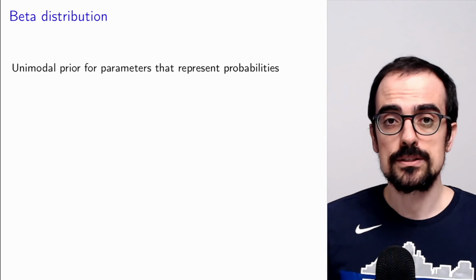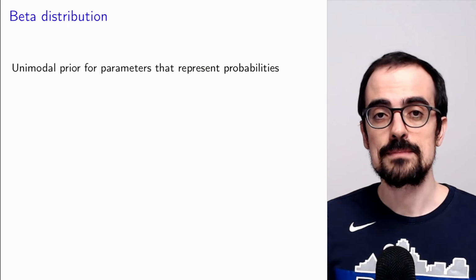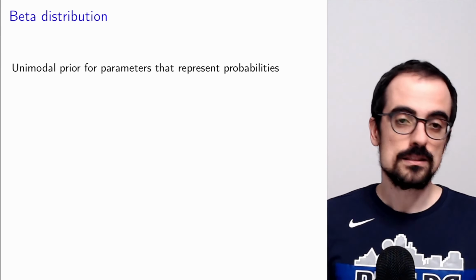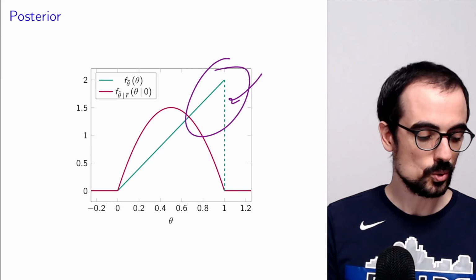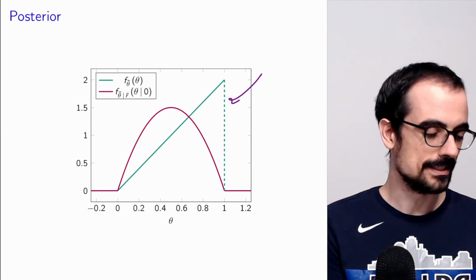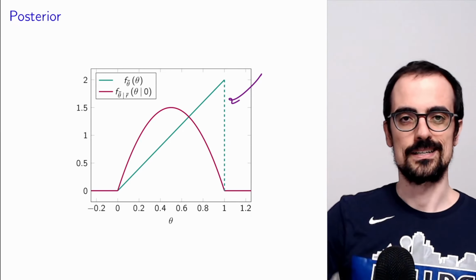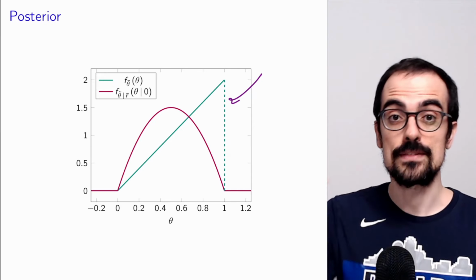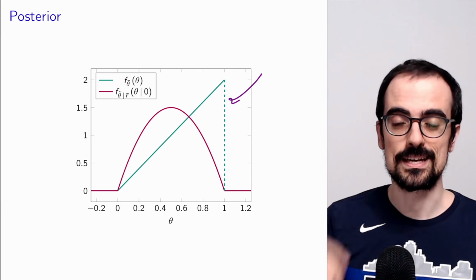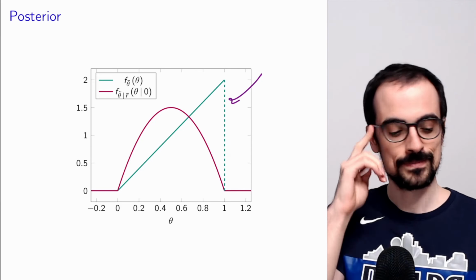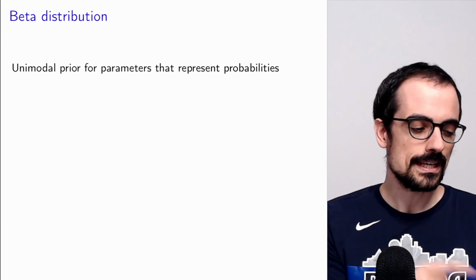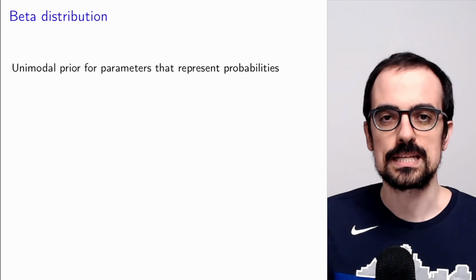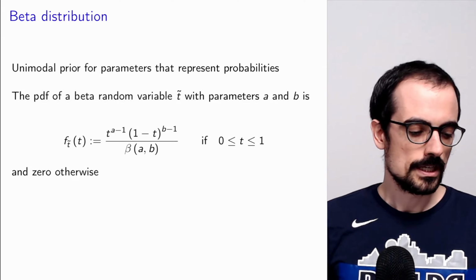A very popular distribution to model parameters that represent probabilities is the beta distribution. And in fact, these two distributions, the triangle and this inverted quadratic that we see there, both are beta distributions. The uniform is also a beta distribution. The triangle in the other direction is also a beta distribution. So what is a beta distribution? It's a unimodal prior. It's only going to have one maximum for parameters that represent probabilities. It looks like this.